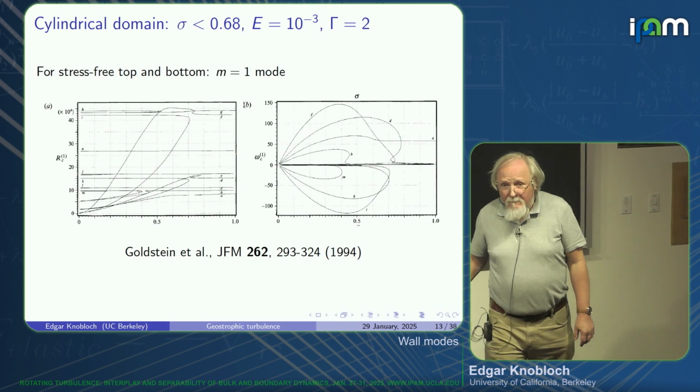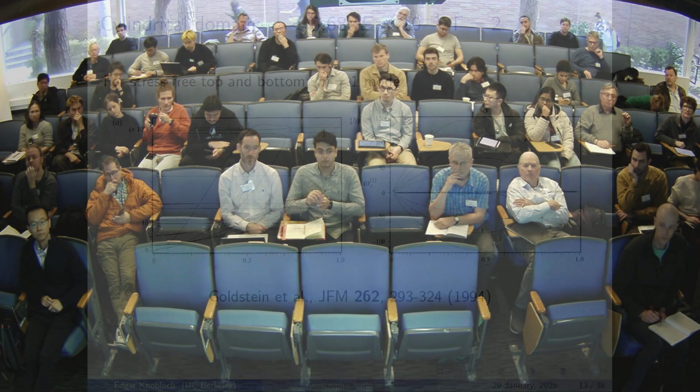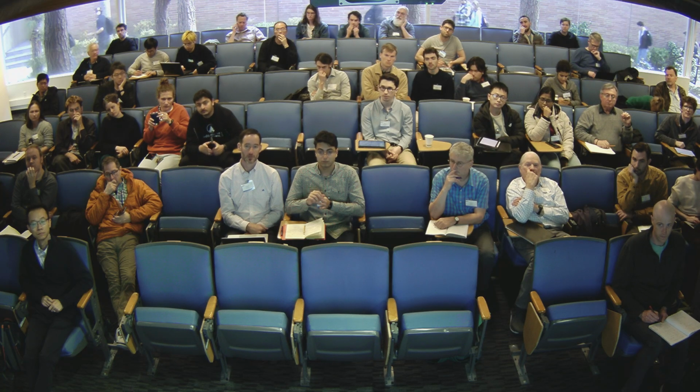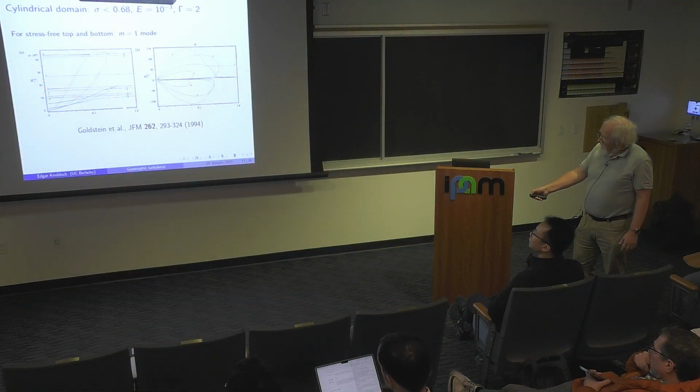Edgar, could you just tell us what the horizontal axis is for those two plots? Oh, the horizontal axis is sigma, the Prandtl number. I should have mentioned that. So this is all as a function of sigma. So sigma is 0 here, 1 over here, and then 0.68 is over here. Okay.